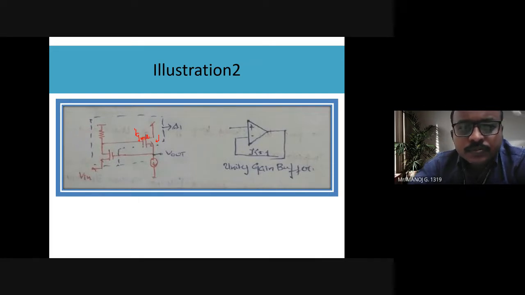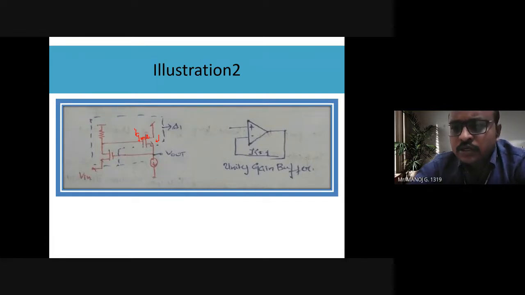Now the output expression. It should be 1 by GM2 into 1 divided by 1 plus GM1 into RD. Did you get that? Yes, all of you? Right? So these are the three parameters of analysis.